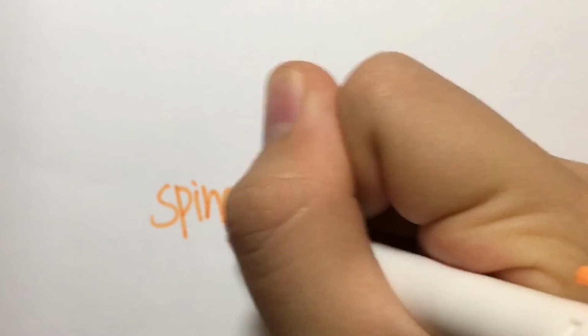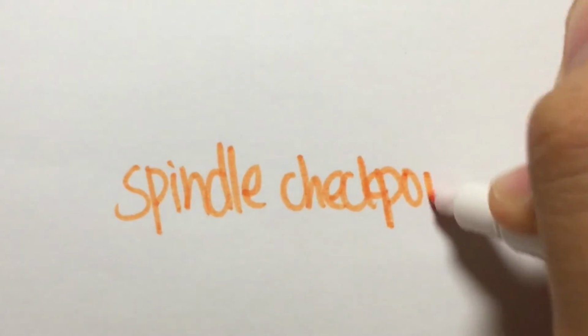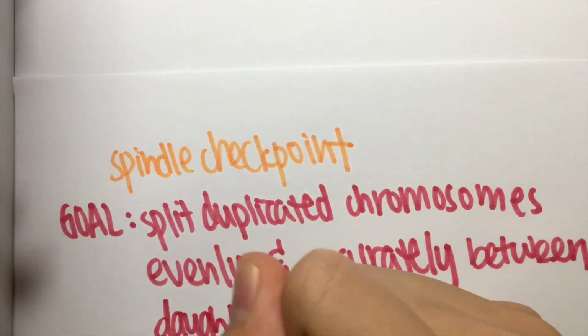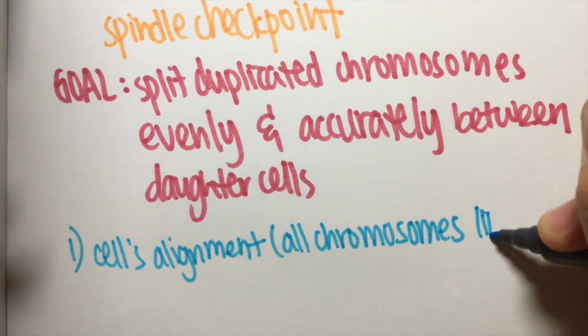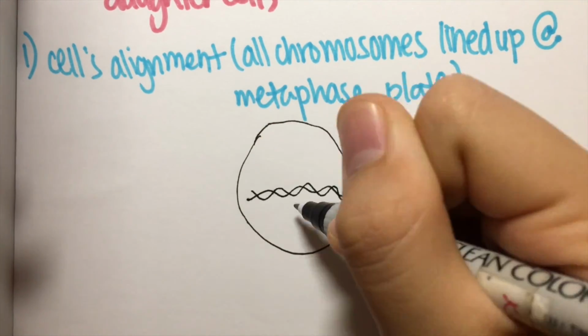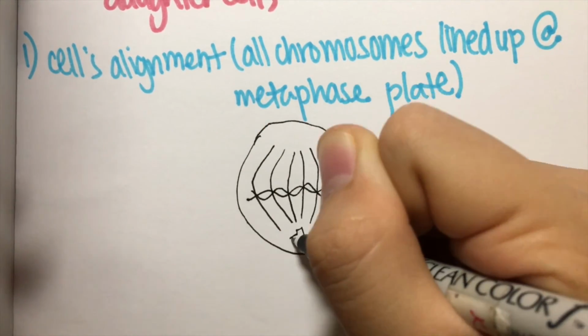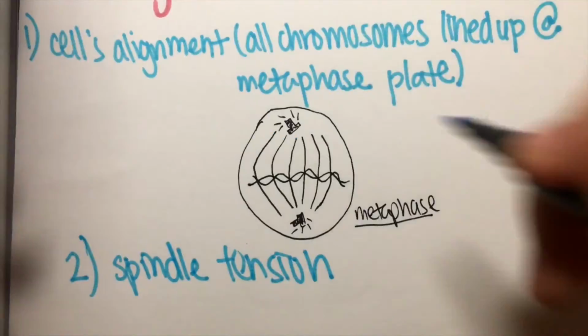Now the cell has successfully entered the M phase. Its current goal is to split its duplicated chromosomes evenly and accurately between its two daughter cells. This will take place at the spindle checkpoint. The cell confirms the alignment of the cell, if all of the chromosomes are lined up at the metaphase plate, and the cell's tension, whether each chromosome is under tension from the spindle.